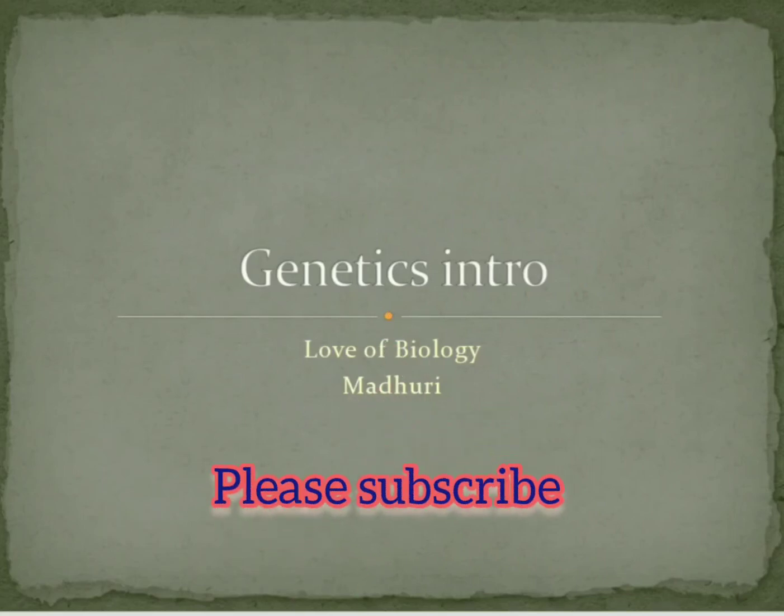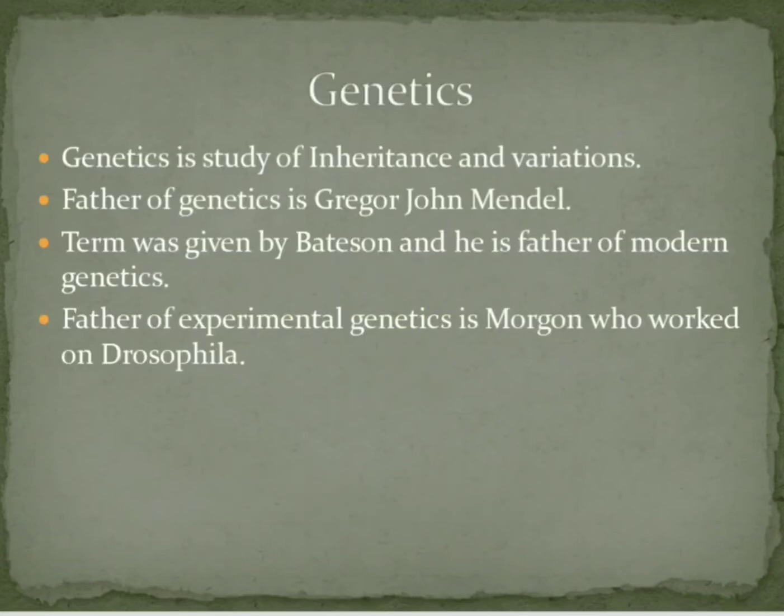So today we are going to learn about the basics of genetics. What is genetics? It is nothing but the study of inheritance and variations from one generation to the other. The father of genetics is Gregor John Mendel. The term genetics was given by Bateson, and he is the father of modern genetics. The father of experimental genetics is Morgan, who worked on Drosophila, a fruit fly. Experimental proof was given later by Morgan.